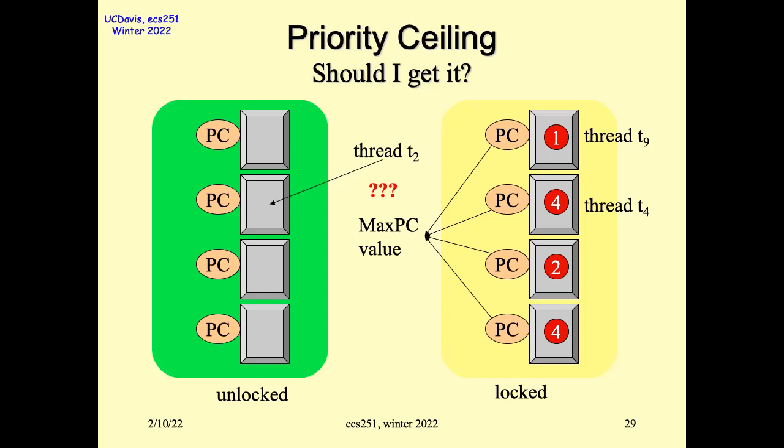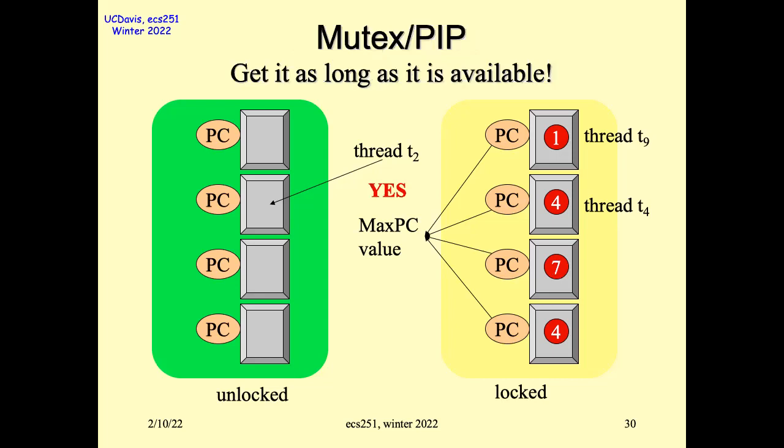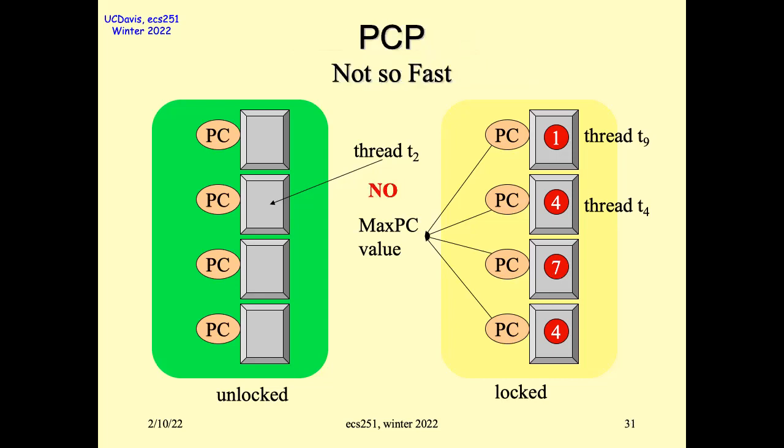Even if a lower priority thread is holding a higher priority ceiling mutex, I have to respect that and not lock it. That's essentially what the priority ceiling protocol is trying to do. I'm sorry, there is a risk in doing that, so I have to respect it. I actually don't want to do that.